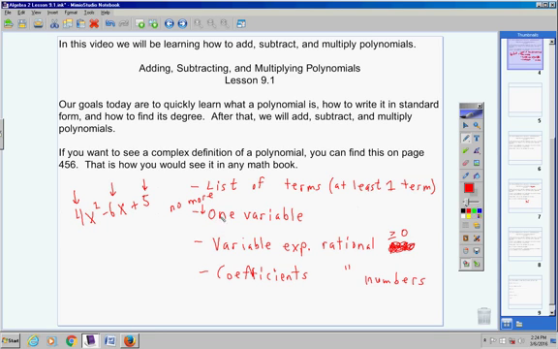Right here we should say no more than one variable. Okay? But you don't have to have any if you don't want to. No more than one. And variable exponents, they have to be rational and greater than or equal to 0. Okay? Or you can say can't be negative. That would work also. Okay?